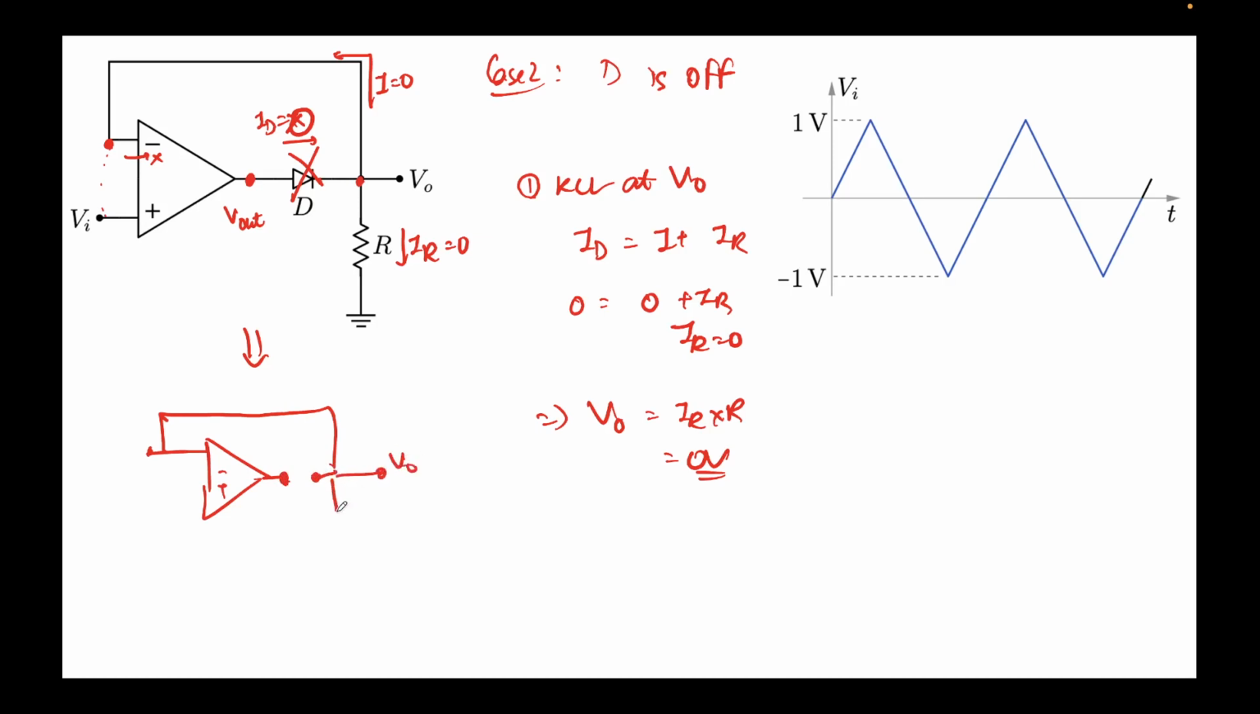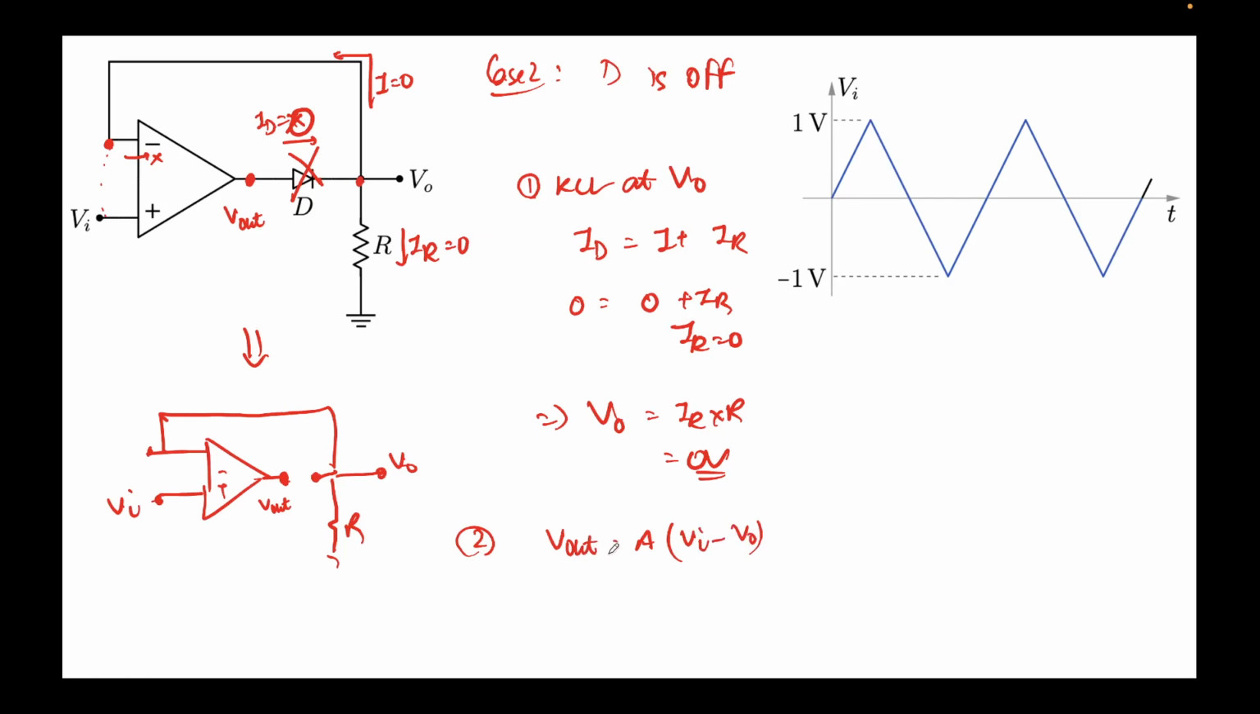This is V naught, this is R, and this is Vi. This is V out, the output of the op amp, and we know that V out is nothing but A times (V plus minus V minus), that is Vi. What's the value of V minus? V minus is nothing but V naught, right? And V out we know is 0.